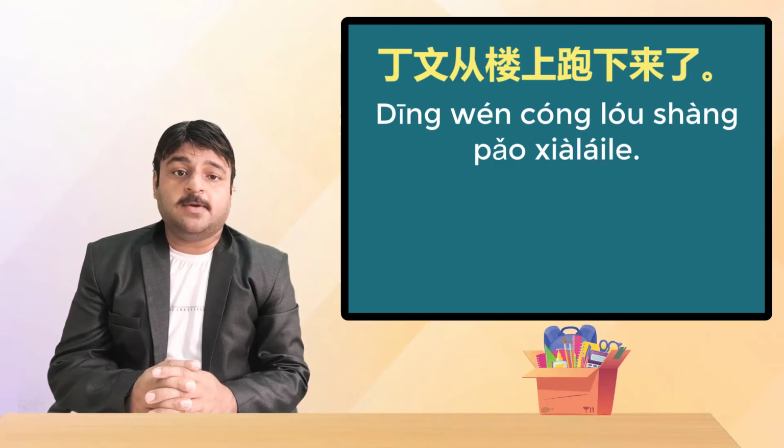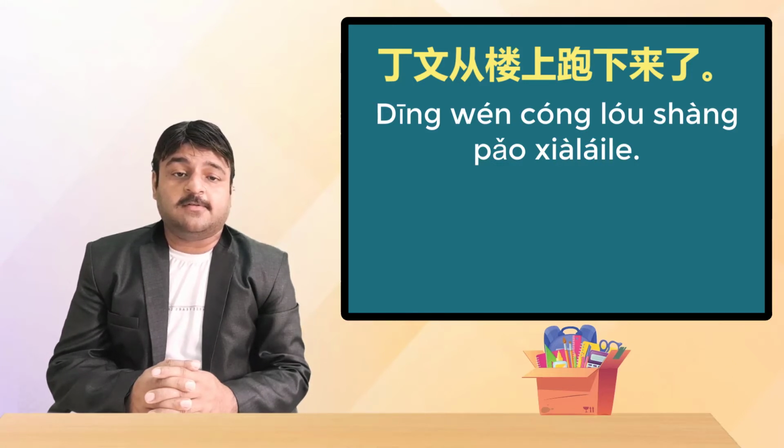Xia lai, came downside. The speaker is below the building and Ding Wen is coming from upside towards the speaker who is sitting below. Ding Wen song lou shang pao xia lai. Pao, to run, xia, down, lai, came. Ding Wen came running down the building. The speaker is sitting below and Ding Wen is coming from upside towards the speaker.